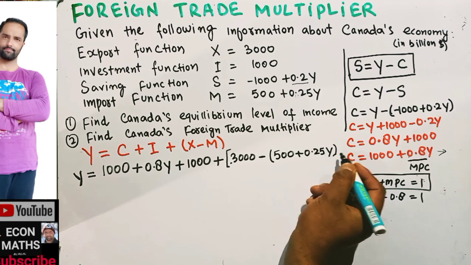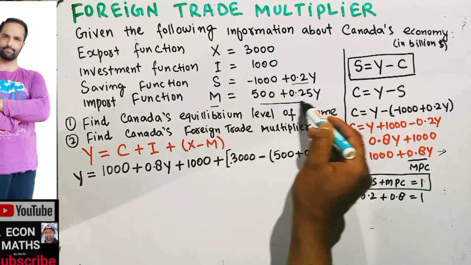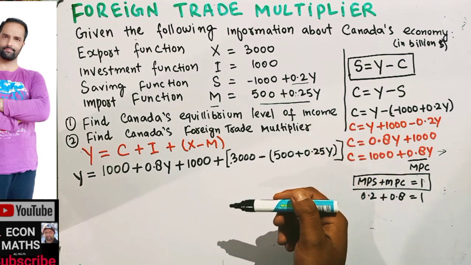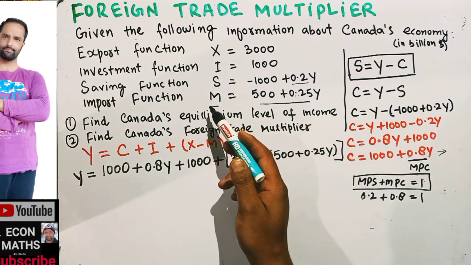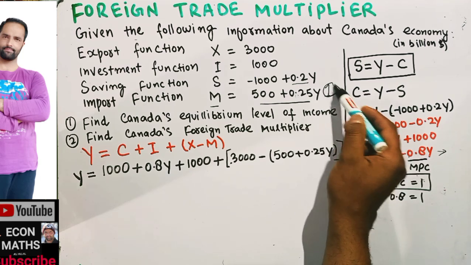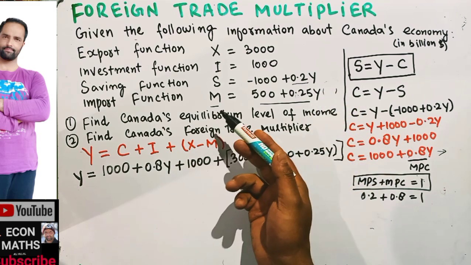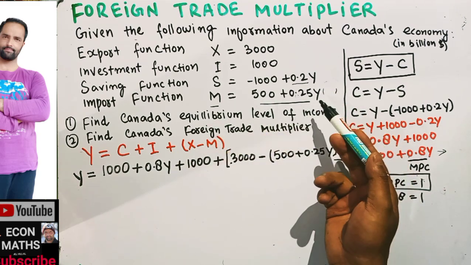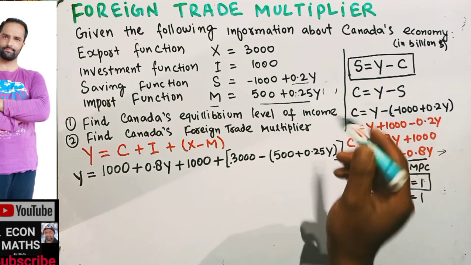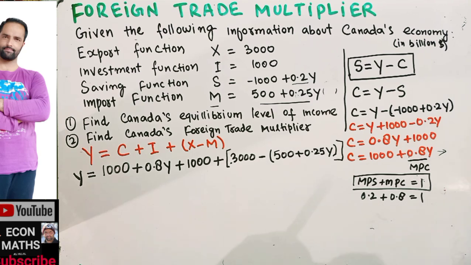Okay, by this import function, what we mean is that the import function simply tells us how many dollars' worth we will import when there is a $1 increase in our income. So it simply shows us the change in our imports when there is a 1 unit increase in our income. And this 0.25 is nothing but the marginal propensity to import here.